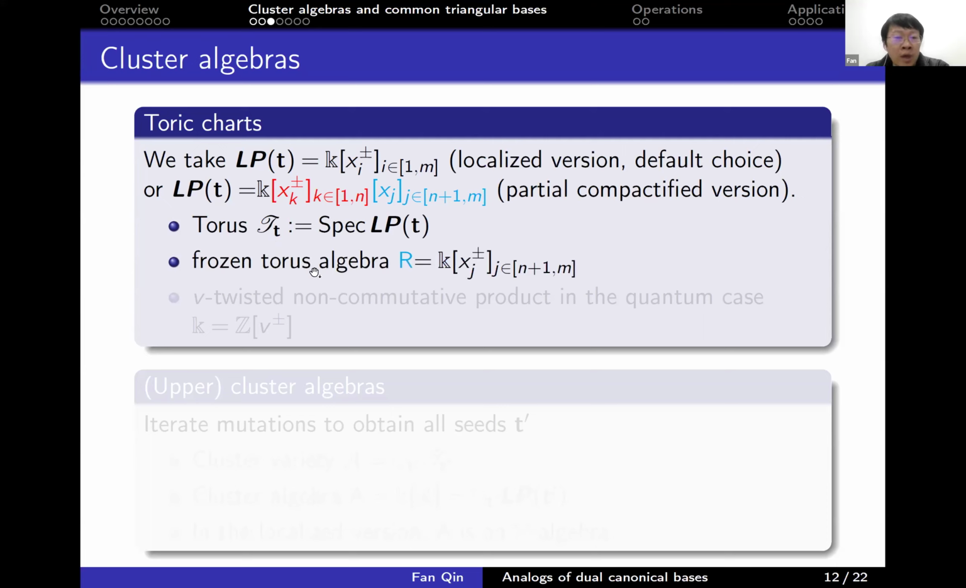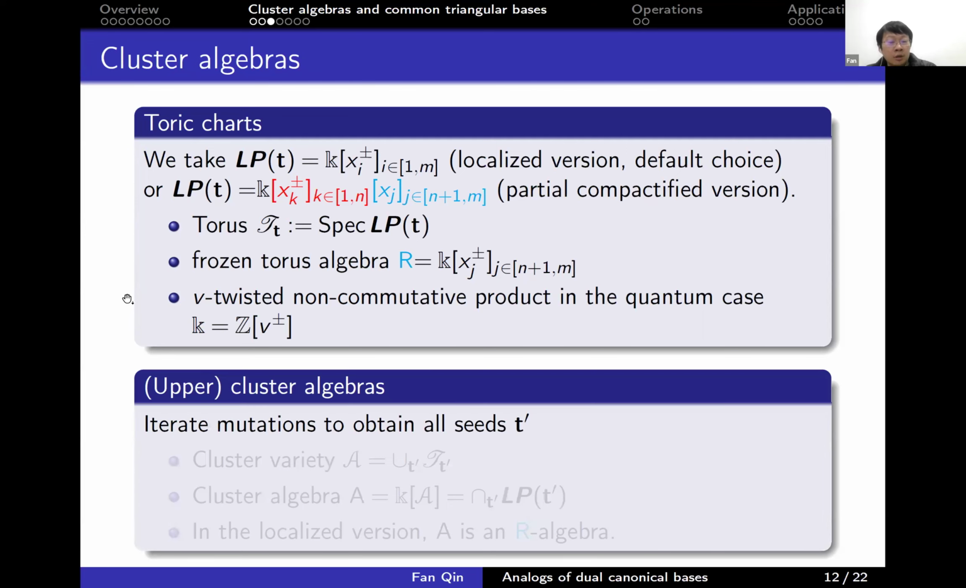And now we also have a frozen torus algebra, as I said before. So this is generated by the frozen ones, a split torus. And we can also quantize it, namely in the quantum case where our base ring has a quantum number, we can change the product by inserting some V power. So this will be called a V-twisted product. It will be non-commutative. So in this way, you obtain some quantization. We omit the details, because in our talk, we can treat the classical and quantum case similarly.